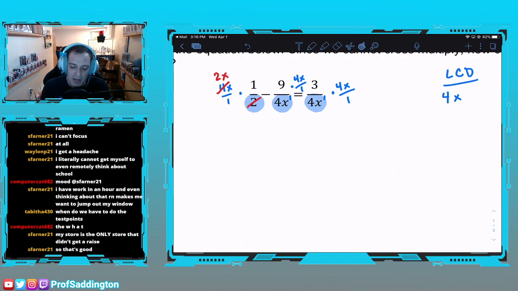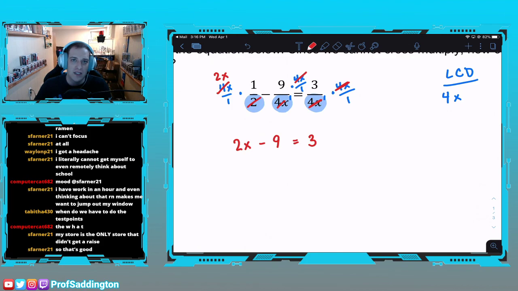In the middle fraction, you have a 4x on the bottom and a 4x on the top. So they just cancel right out. And in the last fraction, again, you have a 4x on the bottom and a 4x on the top, so those cancel out. So now all I'm going to do is write what we have left over on all the tops of those fractions. So the first fraction, we're going to have 2x. The second fraction, we still have minus 9. And in the last fraction, we just have 3.